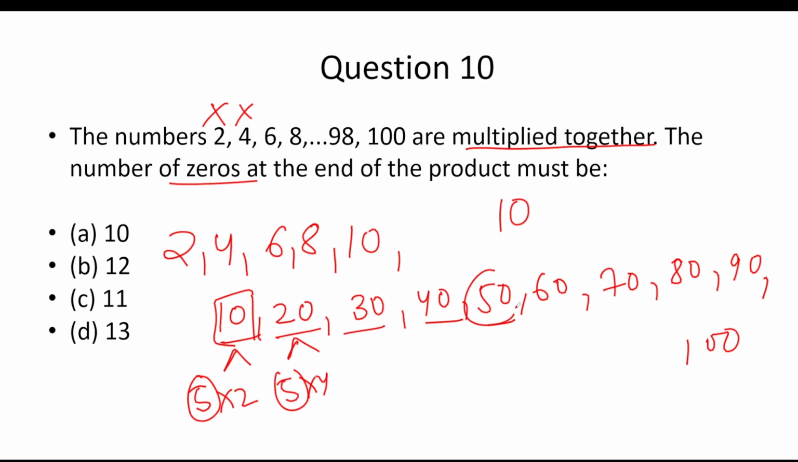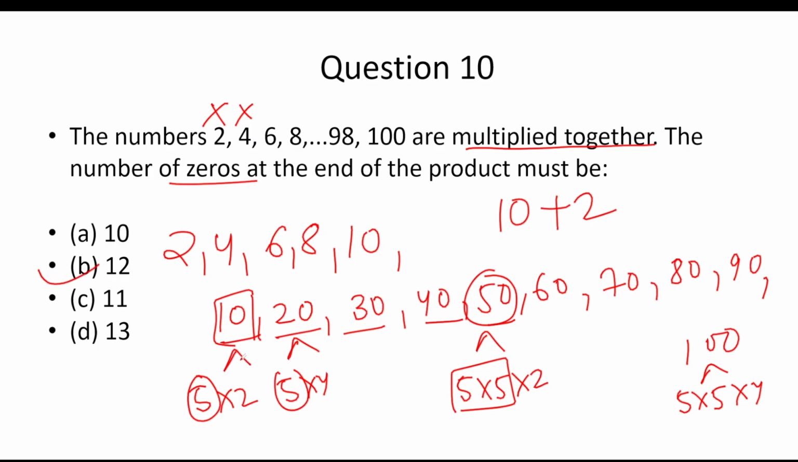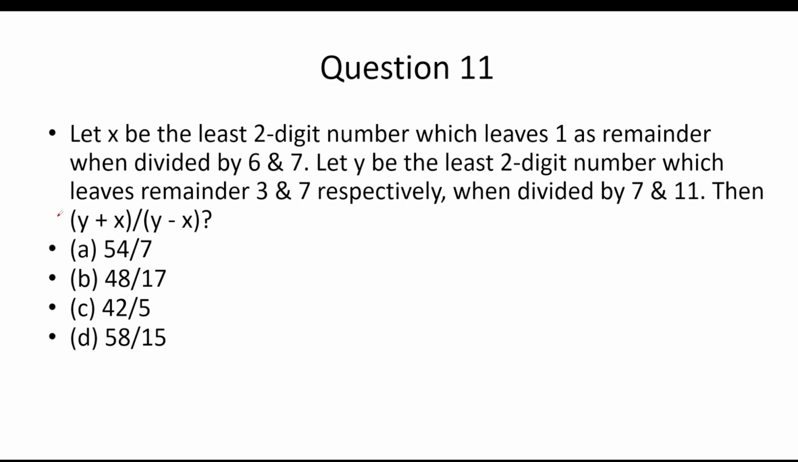But in 50, 2 times 5 will come, because it is 5 into 5 into 2. So 2 times 5 will come, and in 100 also 2 times 5 will come. So the answer will be 12. Option B. The number of 5s will be 12. Okay, next question is based on this.